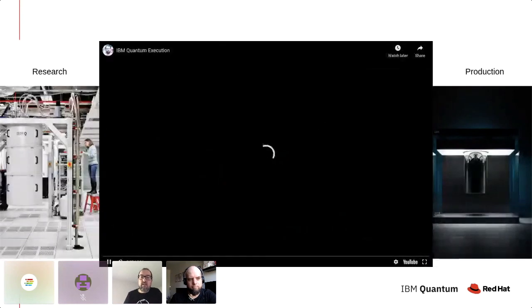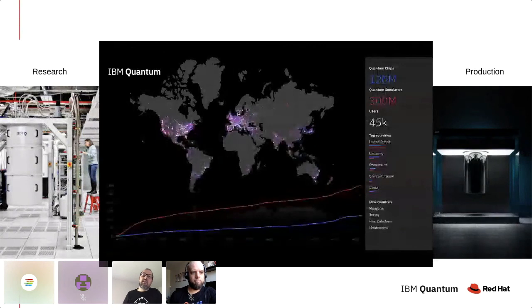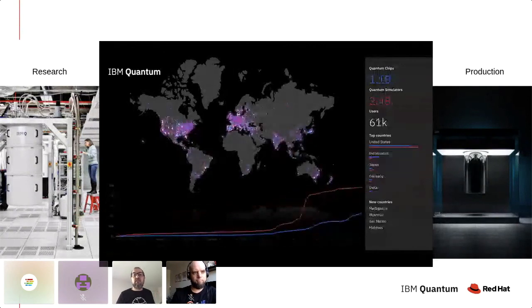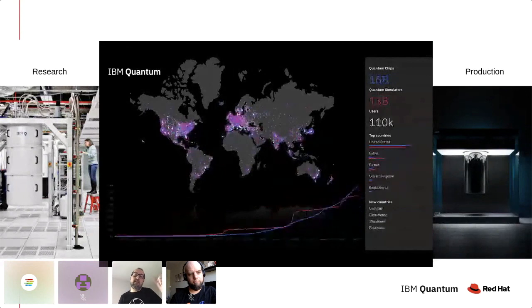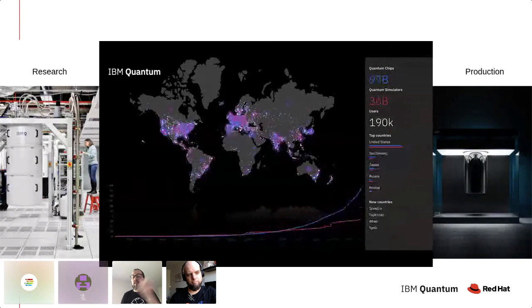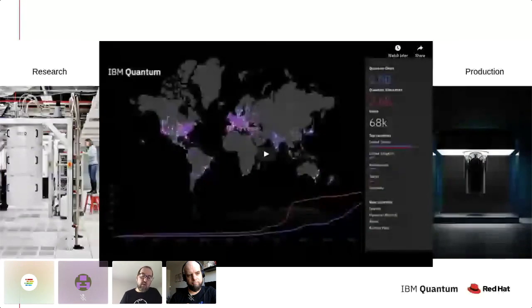This video shows all the executions that happened in the last 4 years. In the beginning, obviously, we had more simulators than quantum devices, thinking that in the beginning we had only one quantum device and several simulators on the cloud. But nowadays, in the last 4 years, we have delivered 29 quantum devices.